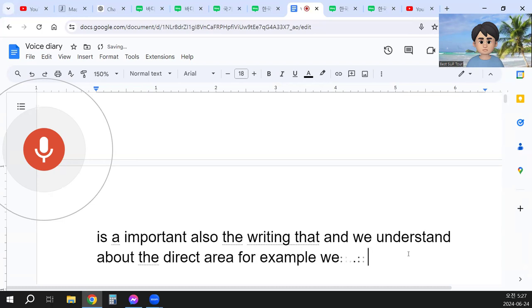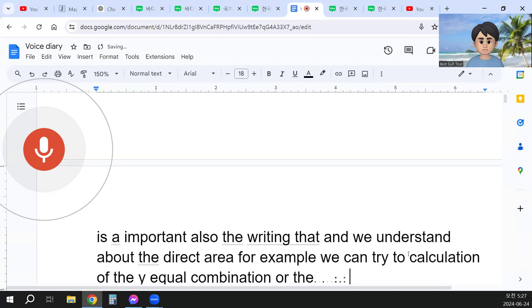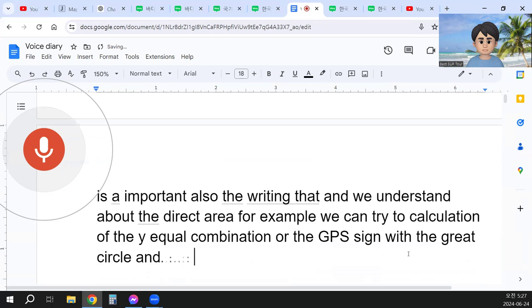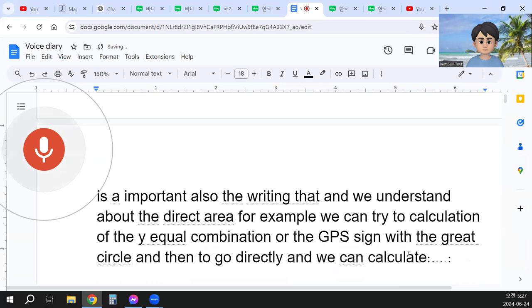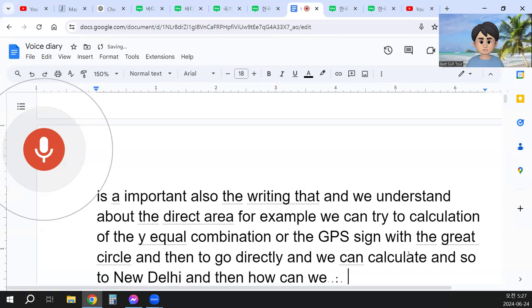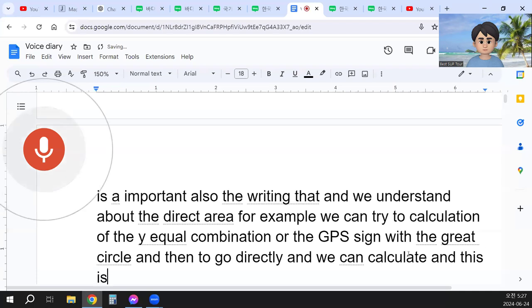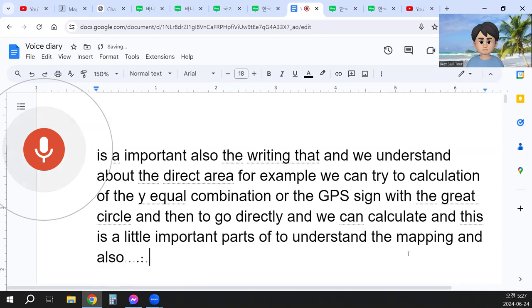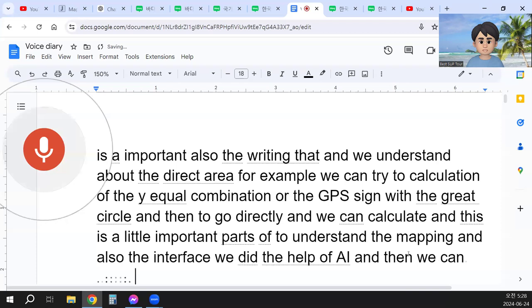For example, we can try to calculate the y equal combination or the GPS line with the gray circle, to go directly, and we can calculate how we can go to New Delhi. This is a somewhat important part of understanding the mapping and also the interface space. With the help of AI, we can calculate these patterns.